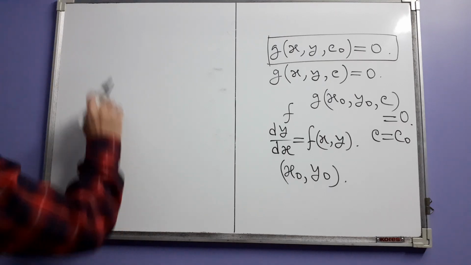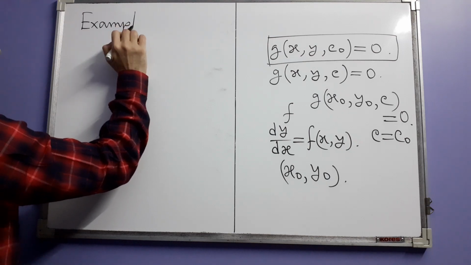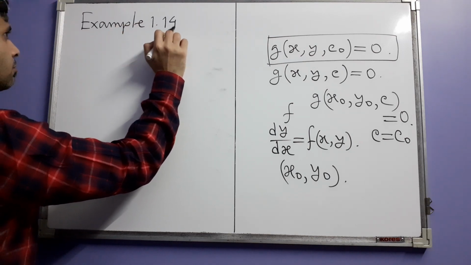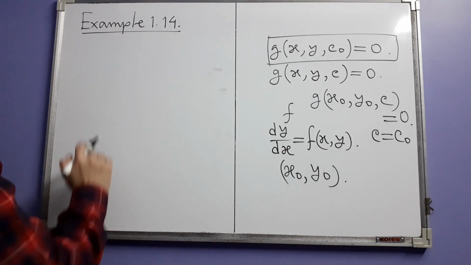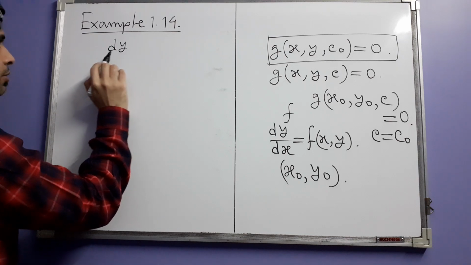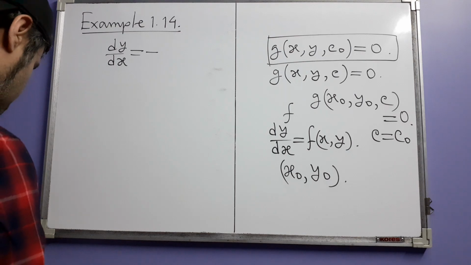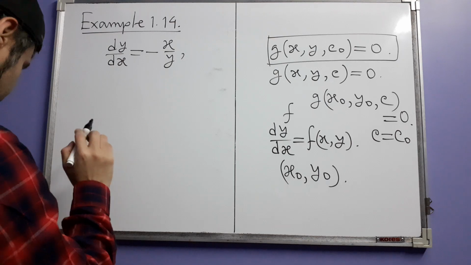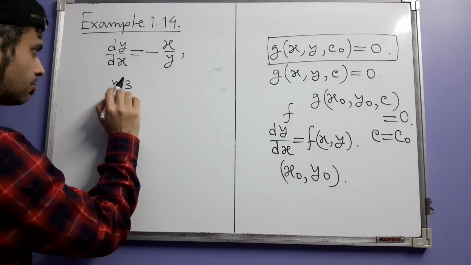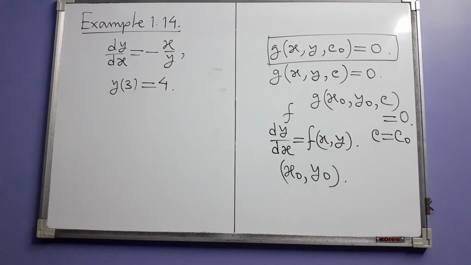So, let us now illustrate this in this next example. Say now our IVP is this: dy dx equals minus x divided by y, and the supplementary condition is y of 3 equal to 4, and you have to solve this.